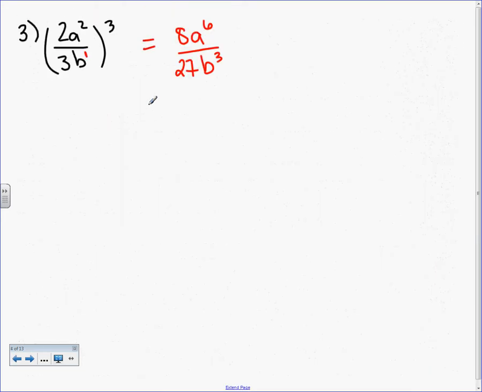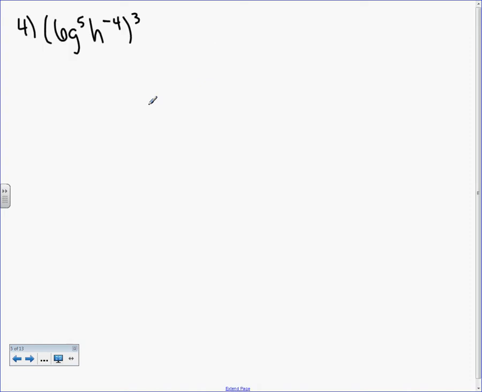Is that okay? Is there anything else I can do to that problem? Can I reduce a fraction? Can I combine anything? It's done, right? We're done. Okay? This one, everything gets taken to the third power, so you probably do need a calculator here.